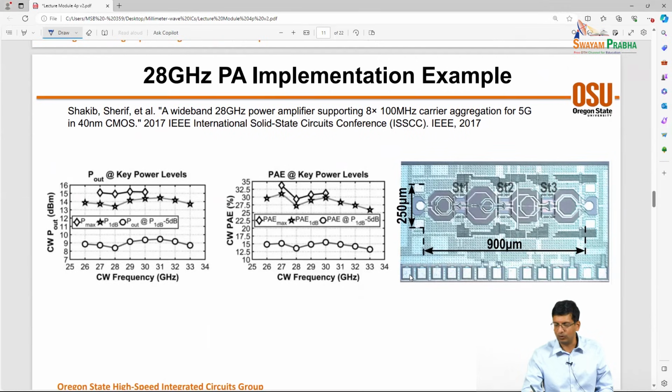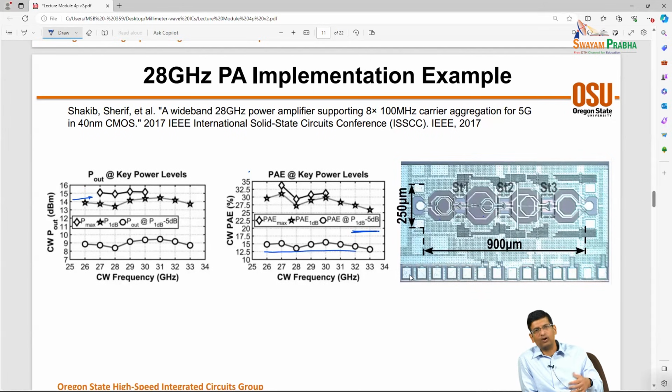And we can see, hopefully by now, the layout structures that we are familiar with in terms of interstage matching transformers, neutralization, right? And what we see is that they have PAE at a point where they are 5 dB backed off. The PAE is about 15% across a pretty wide bandwidth, right? And this is for a PA that is about 15 dBm, 16 dBm. So it's about something like a 40 milliwatt PA.